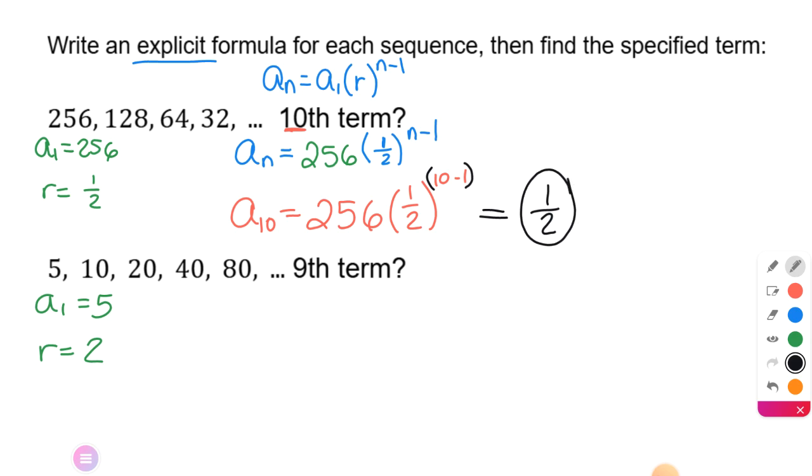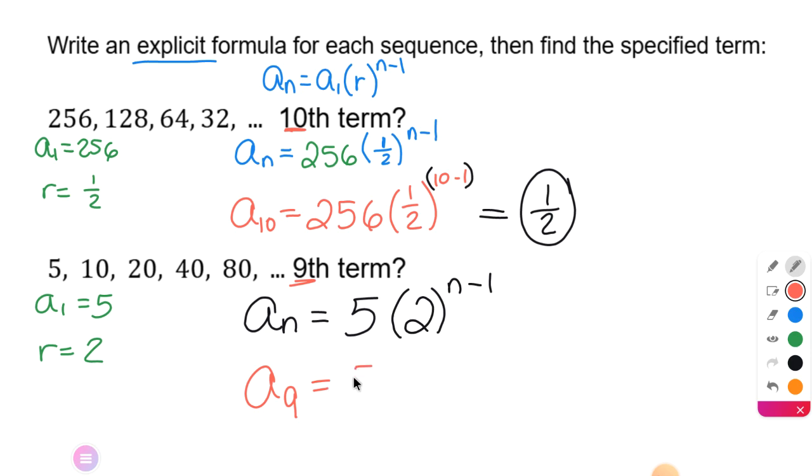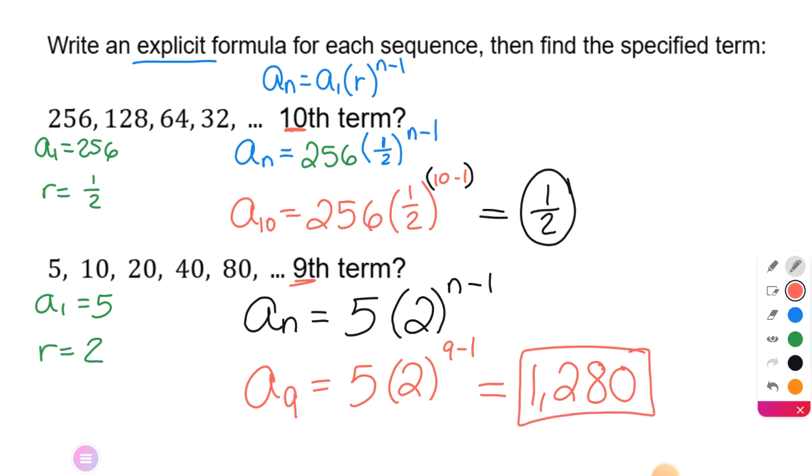All right, same thing for the second example. a sub n equals first term 5 times my ratio 2 to the n minus 1. And now I want the 9th term, so a sub 9 equals 5 times 2 to the 9 minus 1. And I put that in the calculator, I get 1,280. Again, that works a little faster than multiplying it out and making a whole list of 9 terms.